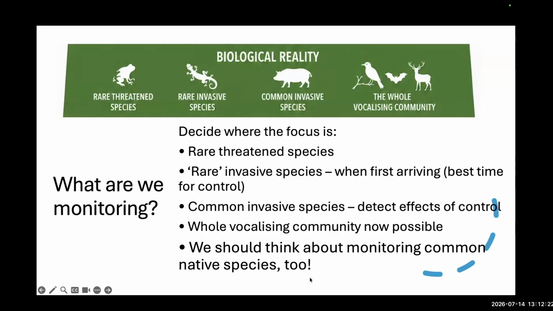So I think one thing we should think about in Australia is monitoring common native species, because we can do that easily. Everyone who's got ecoacoustic recordings has got lots of examples of native species and their activity on there, and it would be worth thinking about noticing those species and seeing if they're declining.